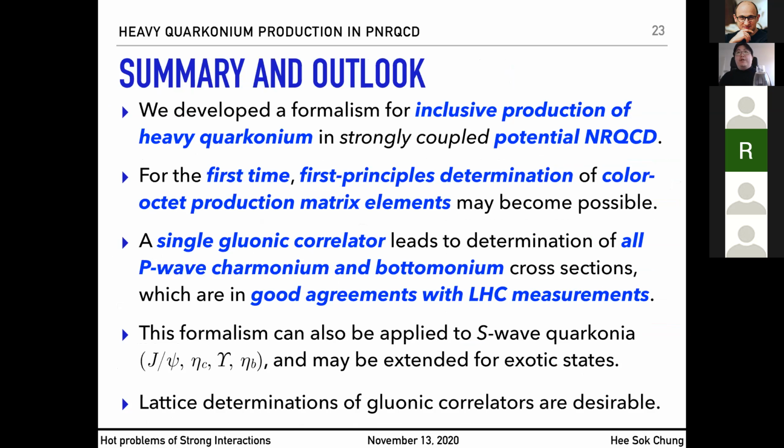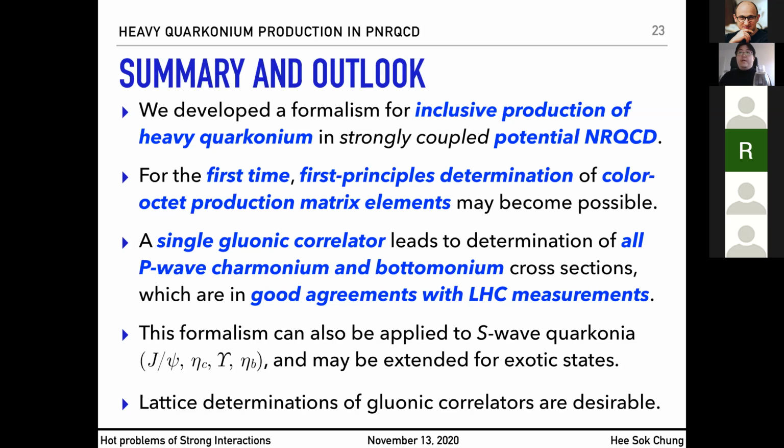So this brings me to my summary. We have developed a formalism for computing inclusive production of heavy quarkonium in strongly coupled potential NRQCD. And for the first time, first principles determination of color octet production matrix elements may become possible by computing those universal gluonic correlators. And in the case of P-wave quarkonium production, a single gluonic correlator leads to determination of all P-wave charmonium and bottomonium cross-sections, and most of them are in good agreement with LHC measurements.